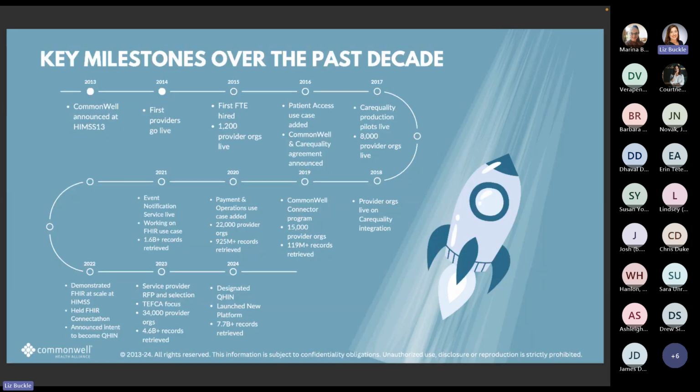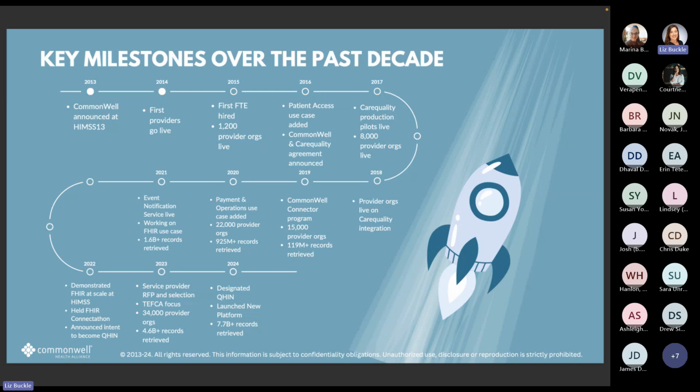So I'll talk a little bit about some of the key milestones that we've hit. There's certainly a lot more to this. We actually have a whole milestones page on our website. But you may or may not know, CommonWell was first announced at HIMSS 2013, so over 11 years ago now. And in less than a year, the technology was built, the specification was written, and the first providers were able to go live in less than a year, which is really remarkable.